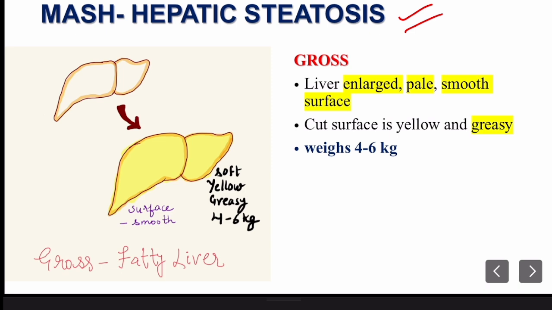Grossly, the liver becomes enlarged, pale, smooth, and the cut surface is yellowish and greasy. The weight of the liver is about 4 to 6 kilograms, whereas the normal weight is 1.2 to 1.5 kilograms, so it increases in size. The changes of steatosis start from the centrilobular region and later go to the periportal region.